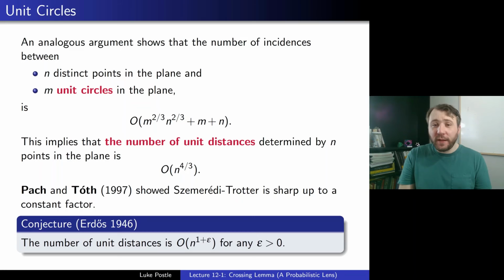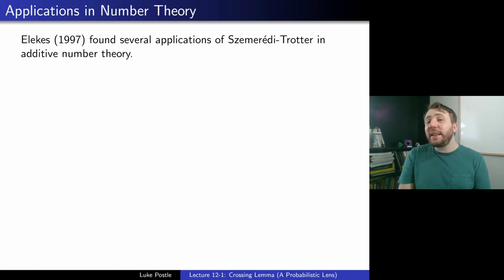theorem. So what we've covered so far, we've done the crossing lemma. It implies the Szemerédi-Trotter theorem with a remarkably short proof. So these proofs are all short and nice, and that can also be used in this old unit distance problem for the best known bound. Surprisingly, it also has applications in number theory. So Elekes found several applications in 1997 of the Szemerédi-Trotter theorem in additive number theory.